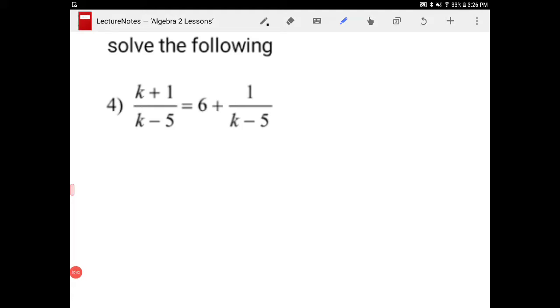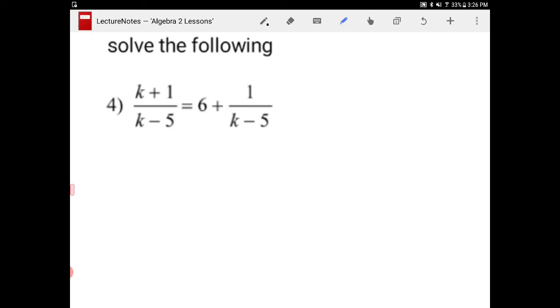Hello students, in this video I will go through a couple exercise questions on solving rational equations. So let's take a look. Right now in this equation I have a rational expression on the left and a rational expression on the right, and I need to solve for the value of k.